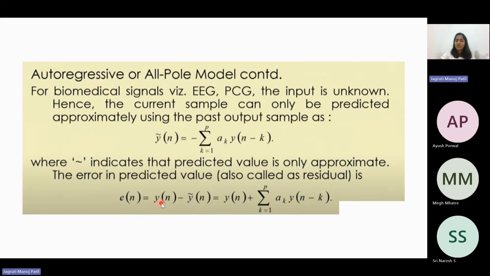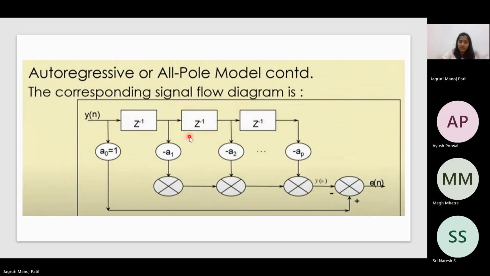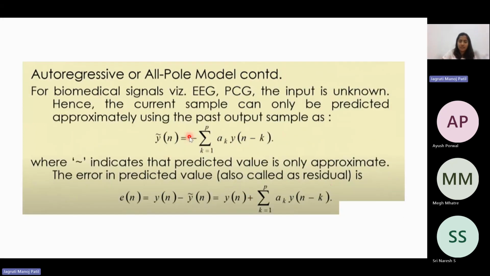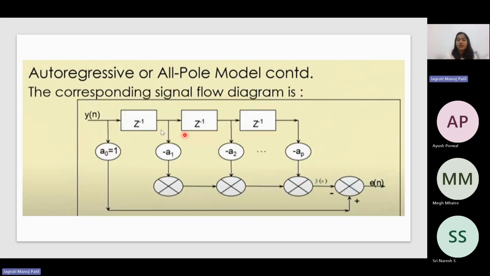So if you have your original output signal minus the predicted signal, this would be y of n plus this particular factor over here. Same way. So then what we do is draw the corresponding signal flow diagram for the same.